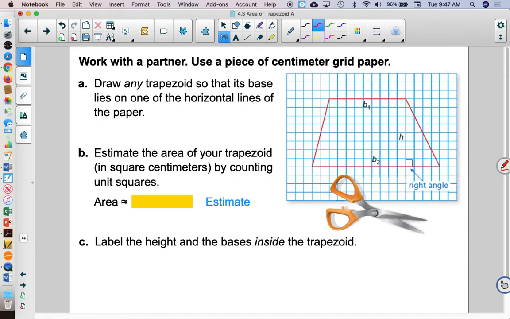Nobody's cutting anything out yet, we're just drawing. It did recommend that you make sure that both the top and the bottom bases were on one of the lines of the graph paper so that you can have a definite top and bottom. Okay, that'll work.